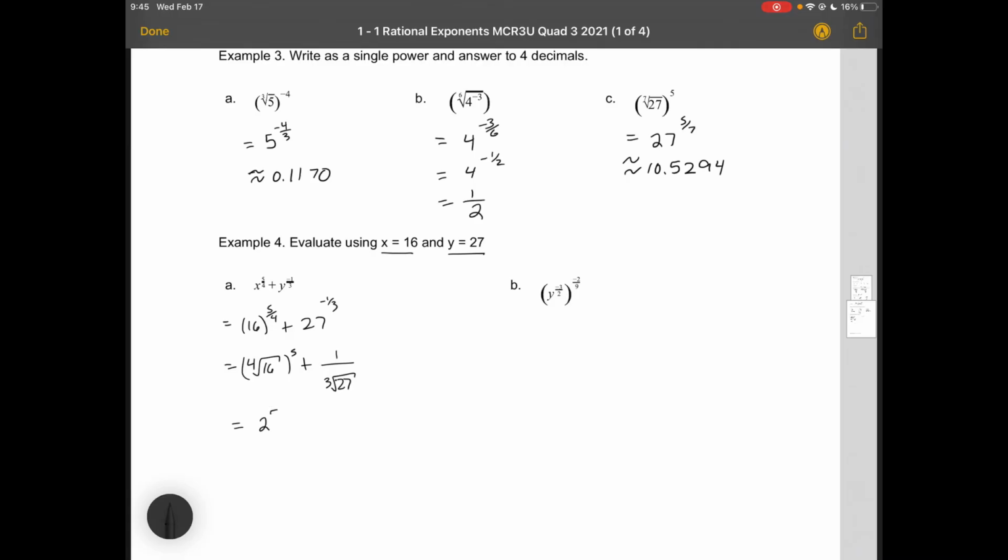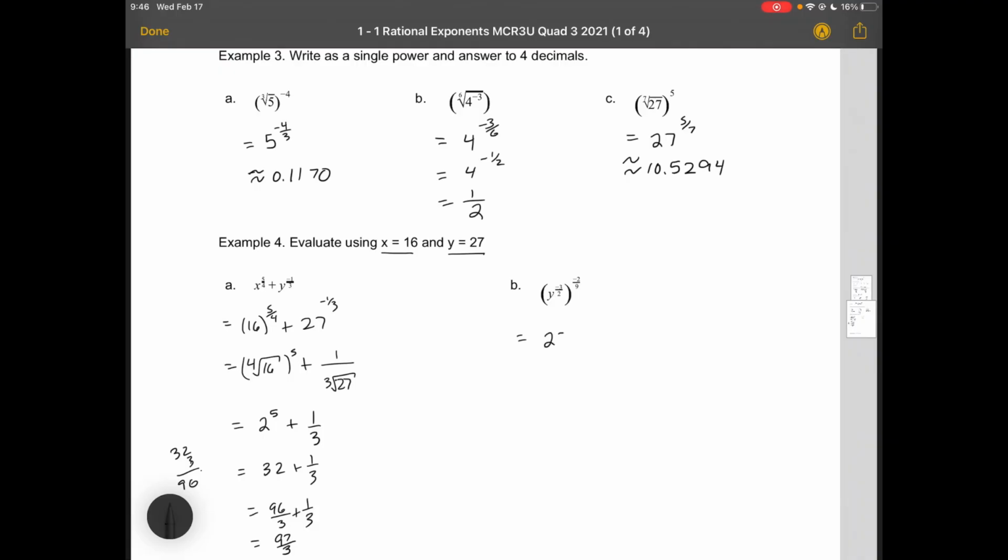So my first one is 2 to the 5 plus 1/3. So now I've got 32 plus 1/3, multiplying that by 3, so I can add them together. So 32 times 3 would be 96. So I've got 96 over 3 plus 1 over 3 is going to give me a final answer of 97 over 3. One more example of substitution.